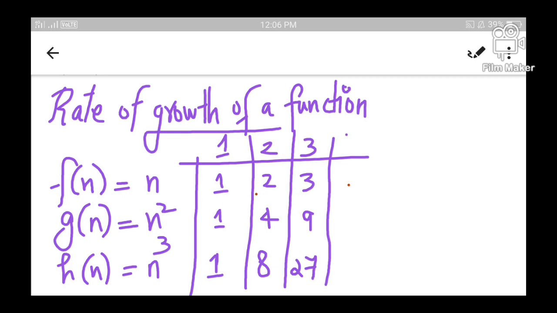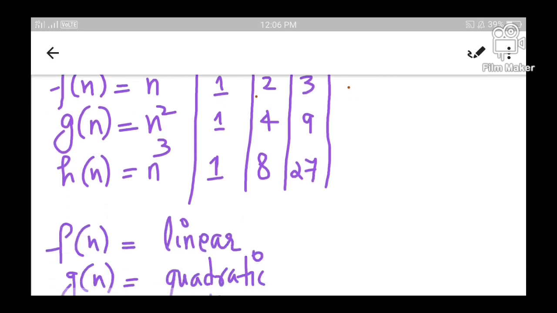Whichever function is given to you, check out the highest power of n. If it is 1, the function is linear. If it is 2, the function is quadratic. And if the function is said to be cubic, then definitely the highest power of n will be 3. Proceeding to the next section.